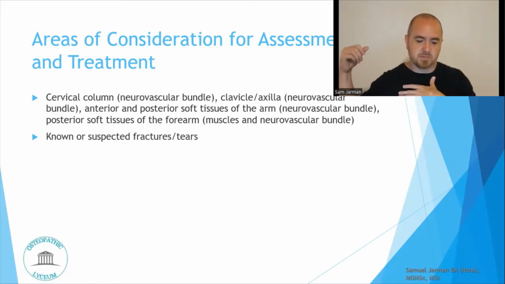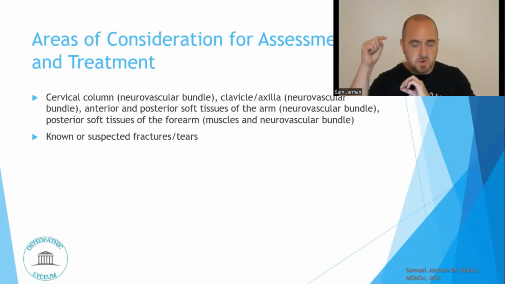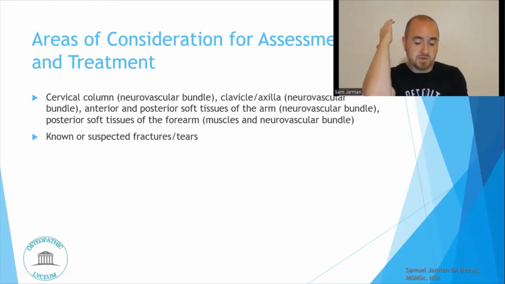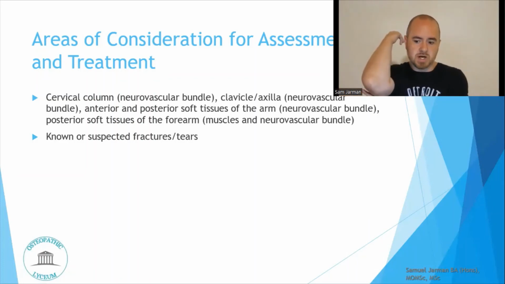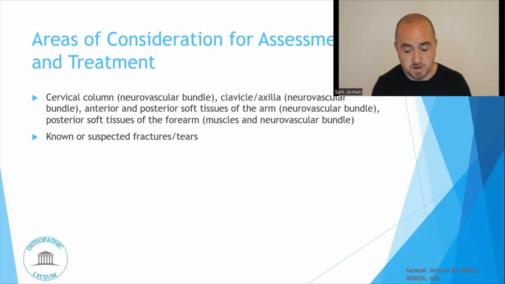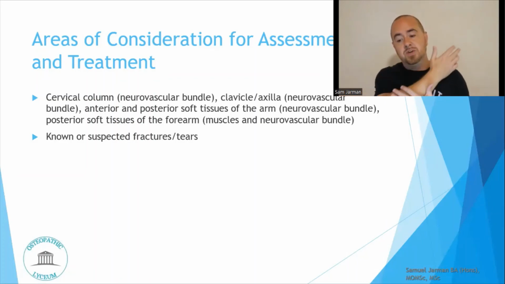Again, that's neurovascular bundle. In this case, you're considering the anterior and posterior surfaces or soft tissues of the arm with respect to wrist extension and the descent of the arteries and the nerves. The nerve being a little bit more so concerned with the posterior surface of the arm. Now, you're also then going to be considering the posterior soft tissues of the forearm. So it's not just the muscles, it's the neurovascular bundle.